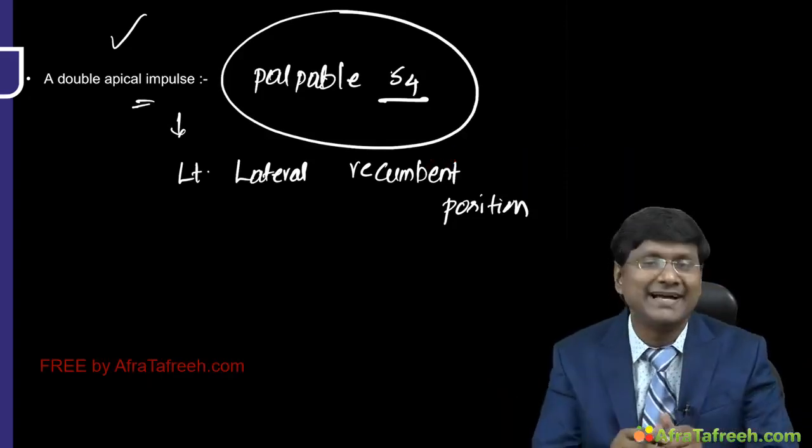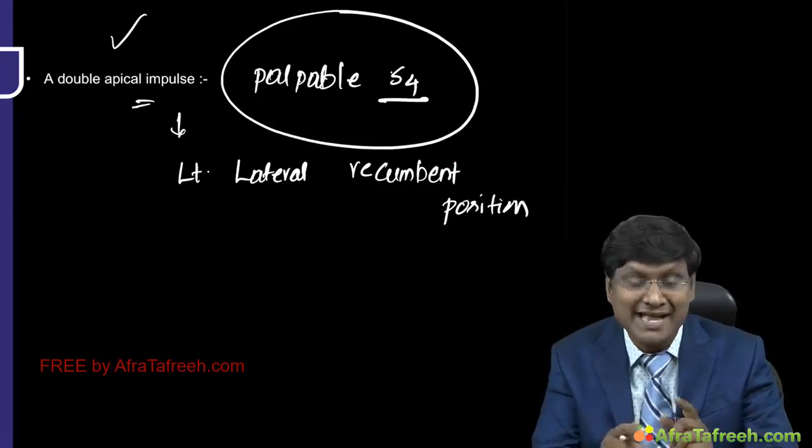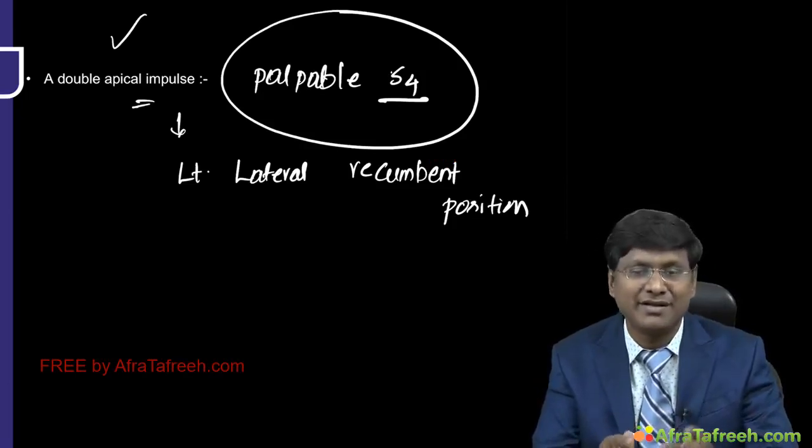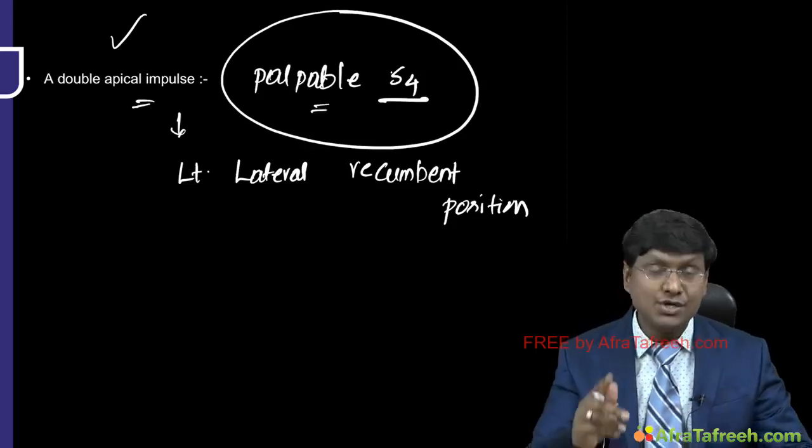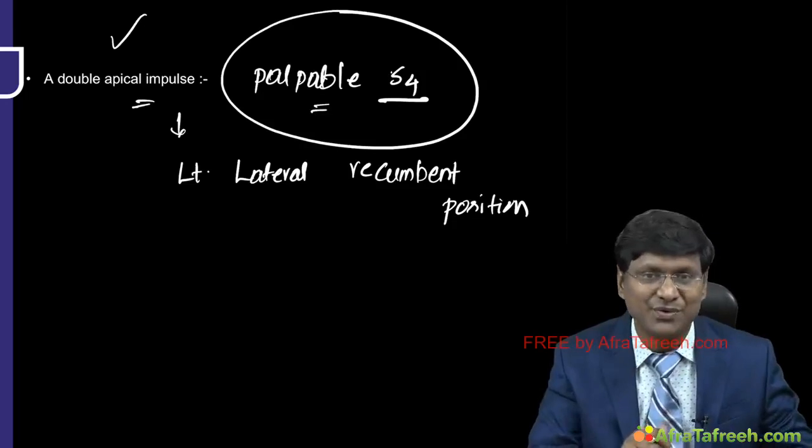Why? Because the diastolic pressures of the ventricles are high, and in order to send the blood from atria to the ventricle, the atria have to contract very strongly, and once the atria contract strongly, you get this palpable S4, right?